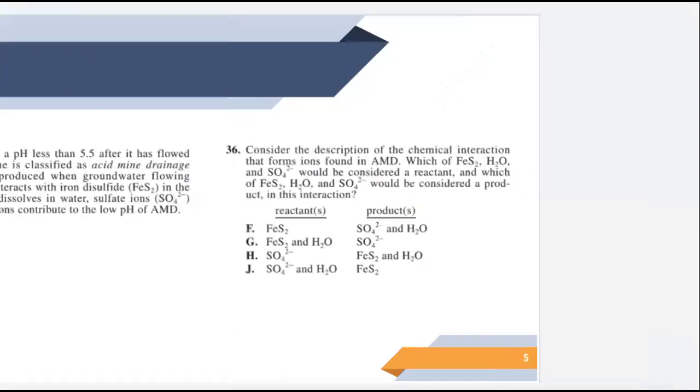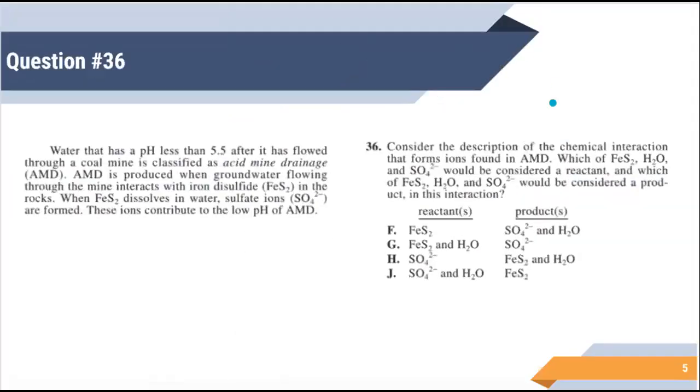All right, question 36. Question 36 says based on the description. So I know I'm going to be looking at the description, not at one of the graphs. And they ask us which of these would be a reactant and which of these would be a product. Now if you've taken chemistry, most of you have, reactants are on the left, they're what we start with, and products are on the right, they are what we make.